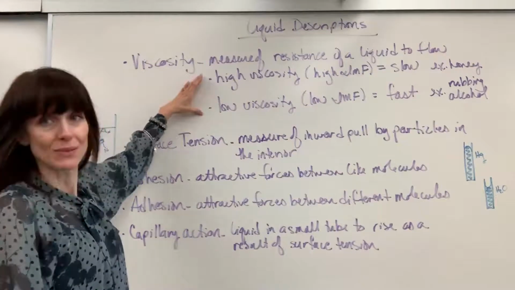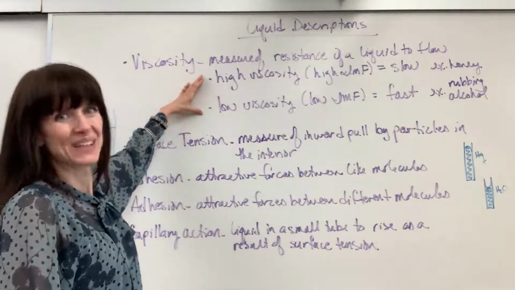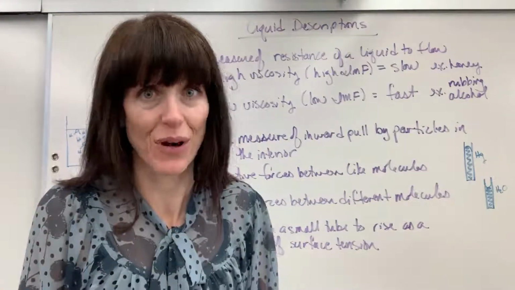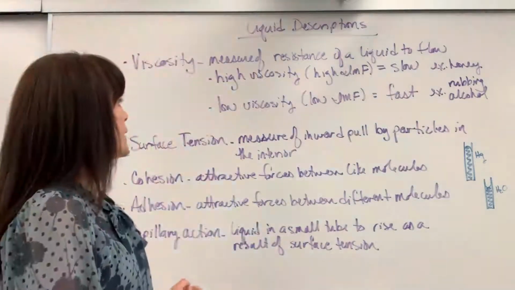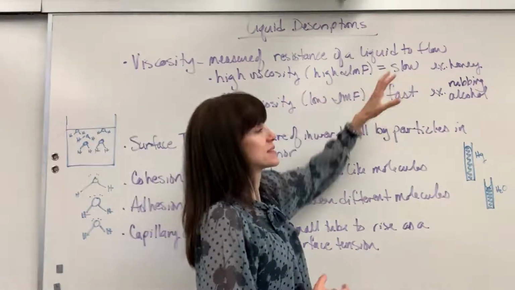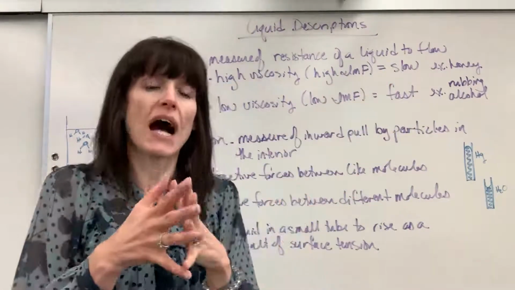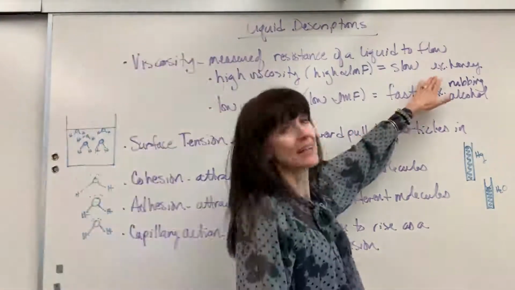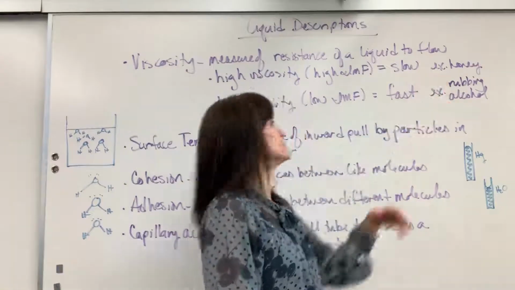Now we have two words that we attach to viscosity, high and low. High viscosity means that you have great resistance to flow, high resistance to flow. It means that there's really high intermolecular forces. So an example of this is slow flow, because there's such high intermolecular forces, it moves really slow. Good examples are going to be honey, molasses, syrup.